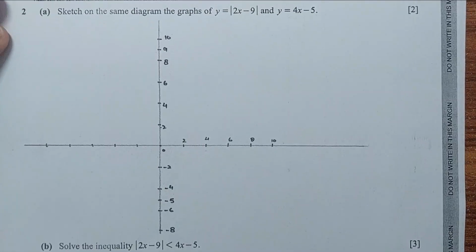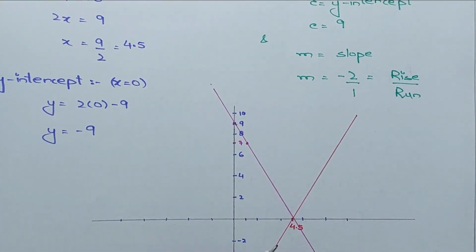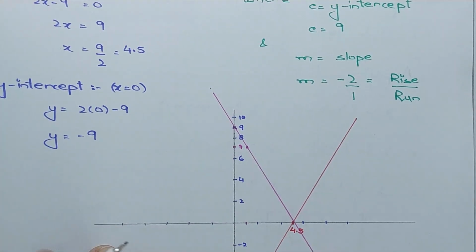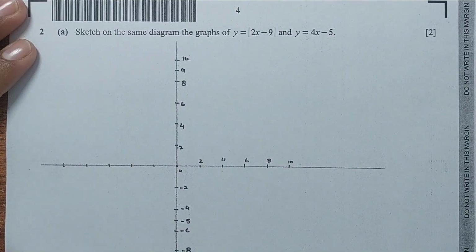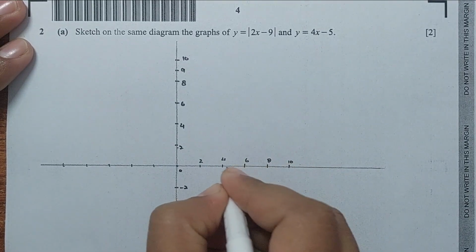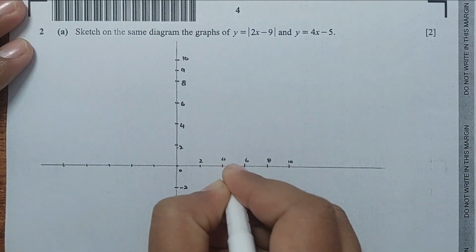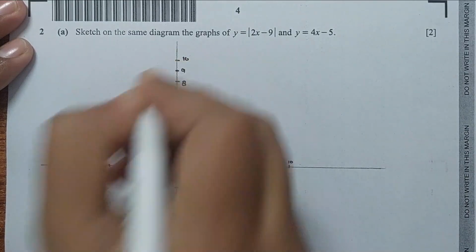All right. Now we need to sketch the first one. The first one we have already done. This is 4.5 and this is 9. Okay, so let me sketch 4.5 and 9. 4.5 is in the middle of 4 and 5. This is 5 and this is 4.5, right? And this point is 9.